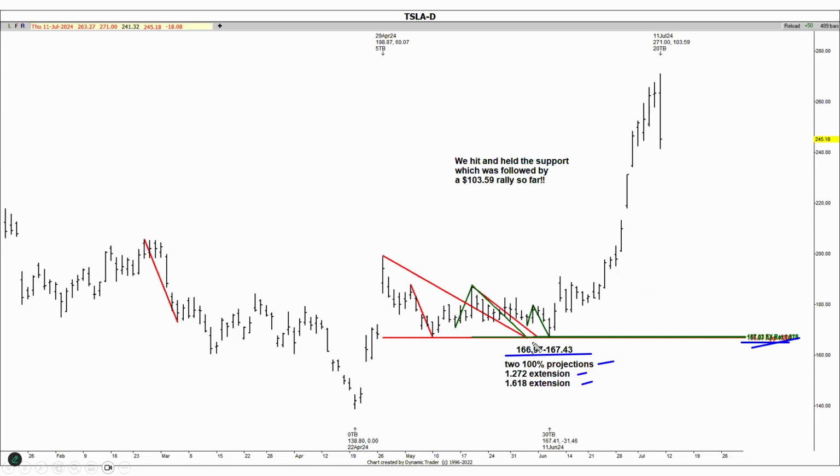We hit the zone, we held the zone, and it was followed by, up to when I printed this, a rally of $103.59. Okay, but what would have told you to take that trade? That's the next question. This is what I call a trade setup. This is a price cluster setup.